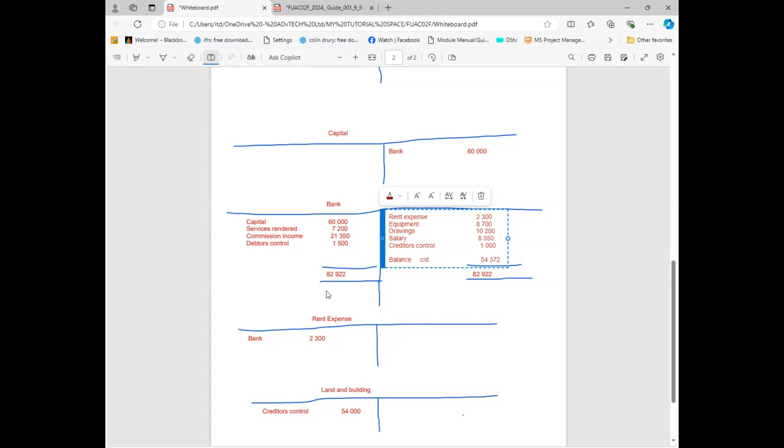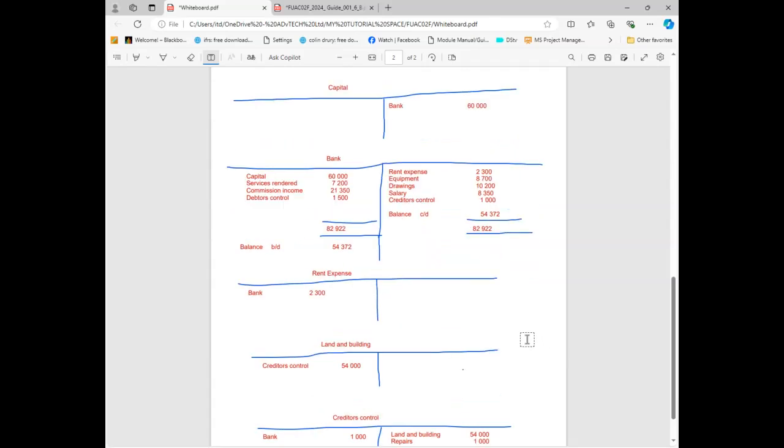And then we do the same thing on the other side, but instead it's going to be brought down. Yes, sir. Any question about the bank account? No, sir. No problem.